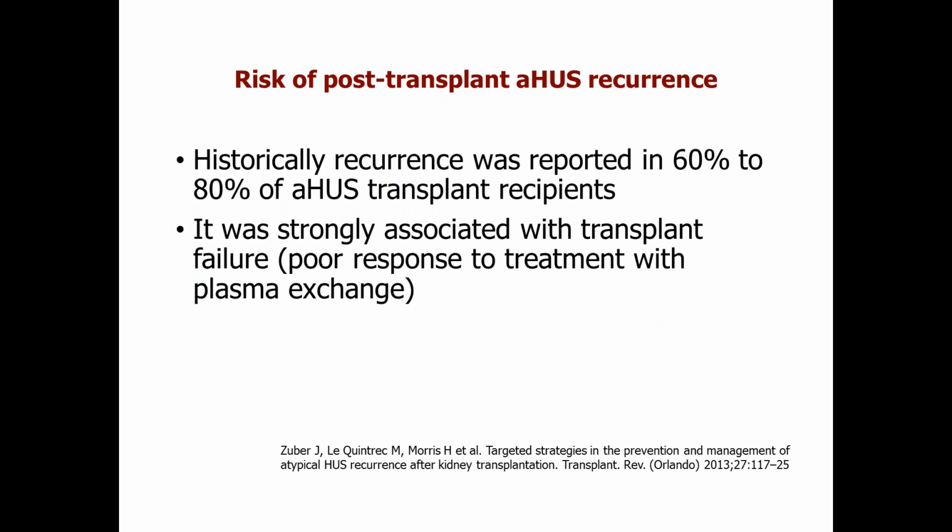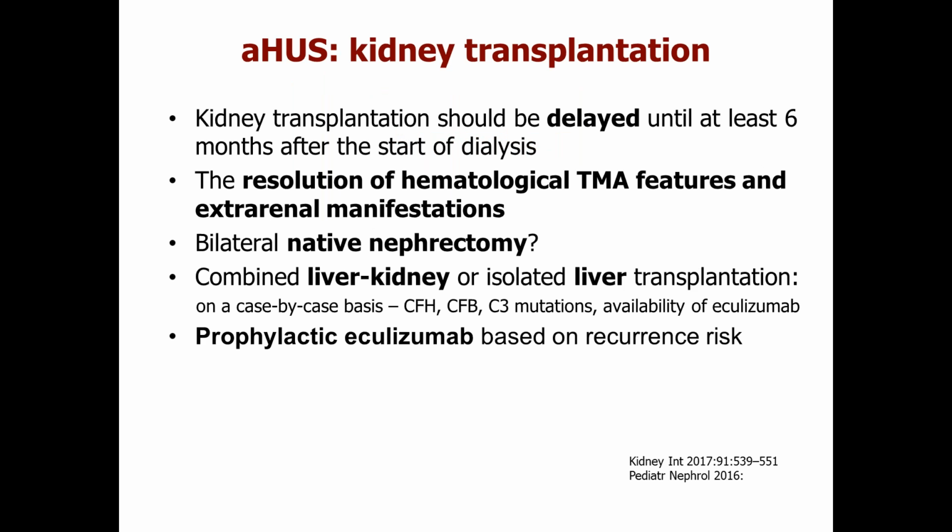our making the decisions. But of course, when we know that recurrence rates are so high and we have a very poor response to treatment with plasma exchange, we should focus not on the treatment, but on the prevention of development of atypical aHUS after kidney transplantation. So there are several preventive measures, and one of them is that kidney transplantation should be delayed at least 6 months after the start of dialysis for various reasons.